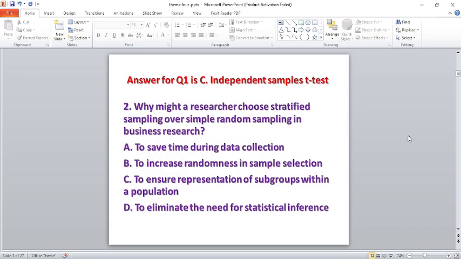Question number 2. Why might a researcher choose stratified sampling over simple random sampling in a business research? A. To save time during data collection. B. To increase randomness in sample selection. C. To ensure representation of subgroups within a population. D. To eliminate the need for statistical inference. The answer for this question is C. To ensure representation of subgroups within a population.